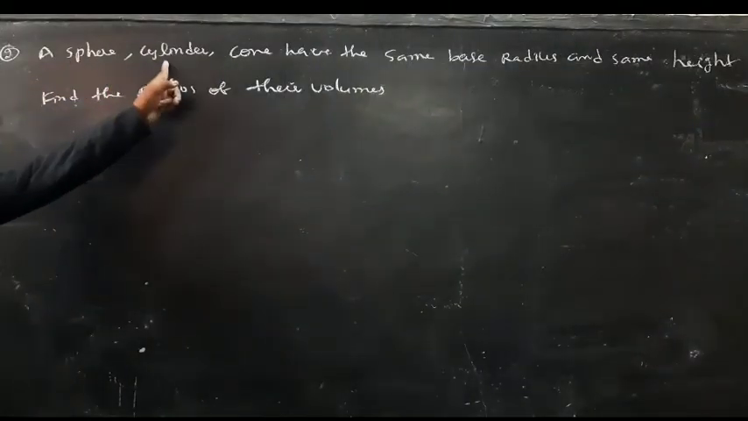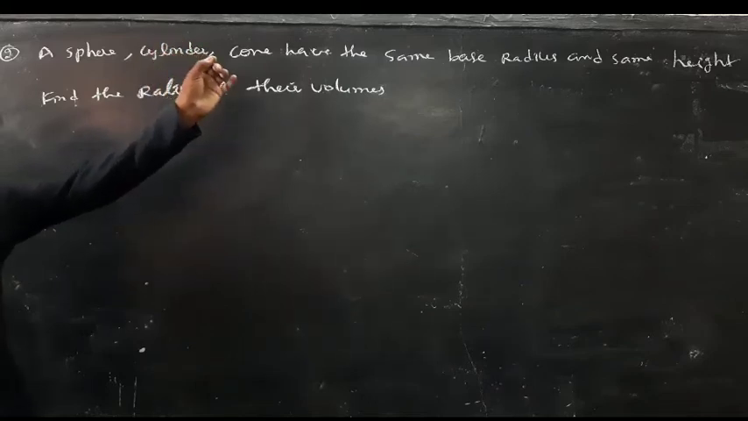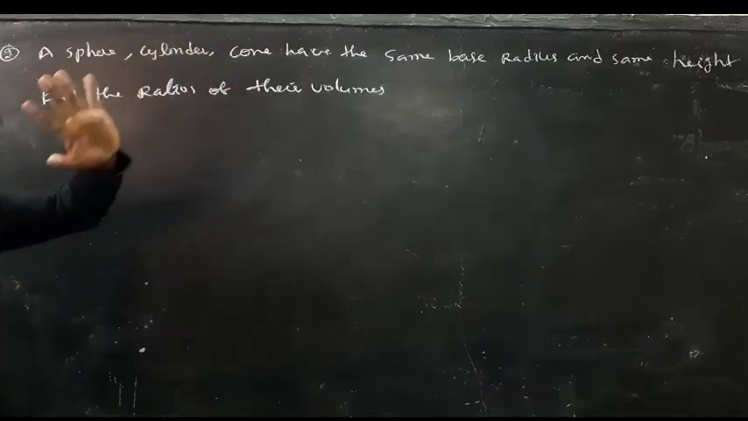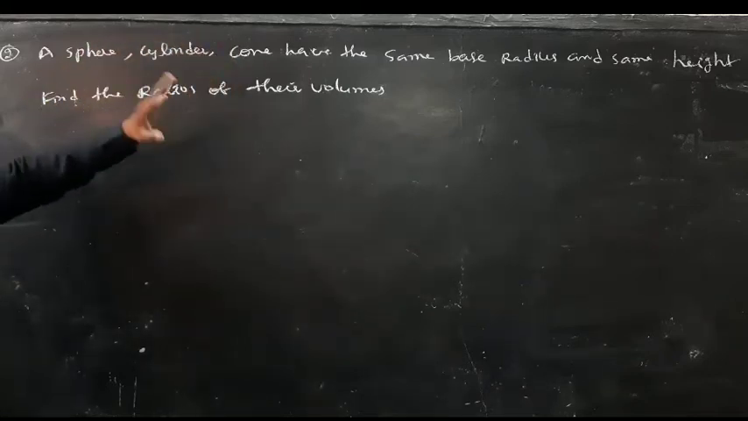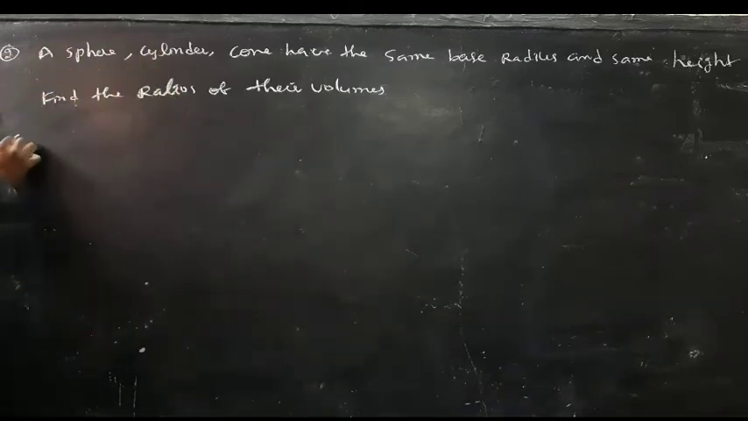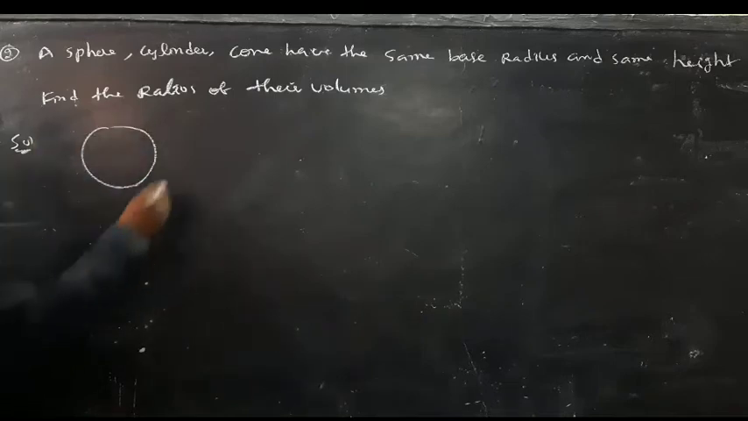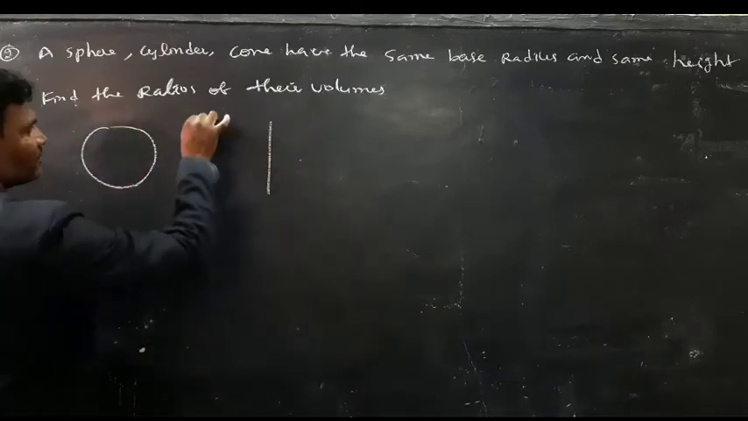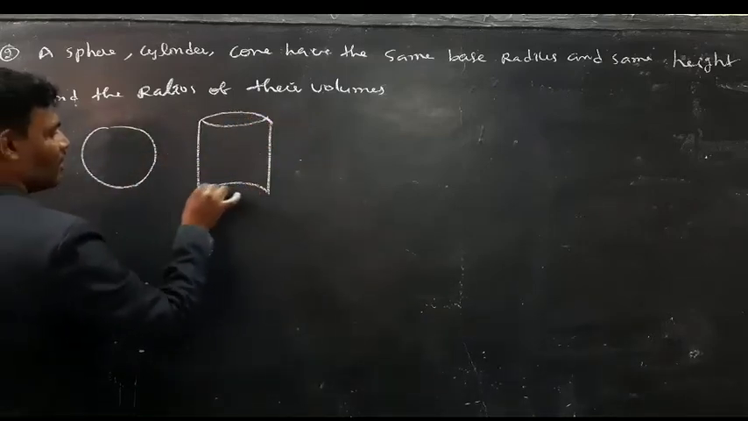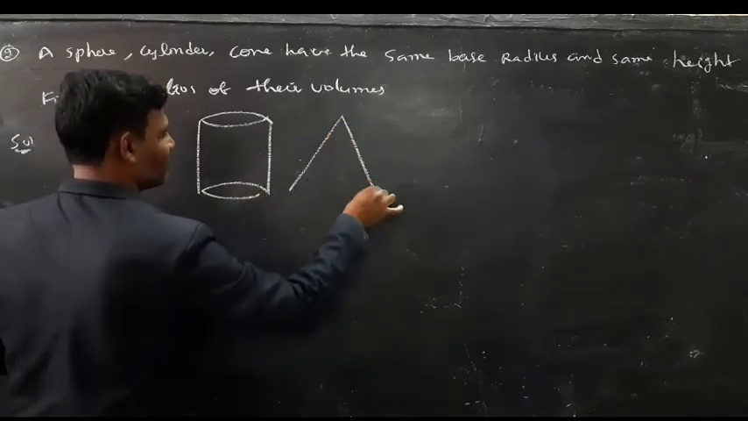A sphere, cylinder and cone have the same base radius and same height. Find the ratio of their volumes. Solution. Here there is one sphere and one cylinder and one cone.